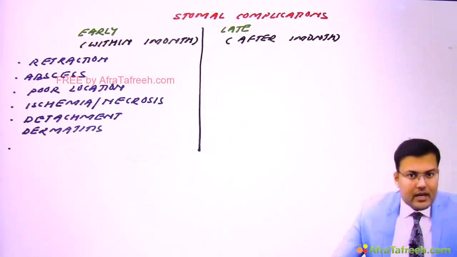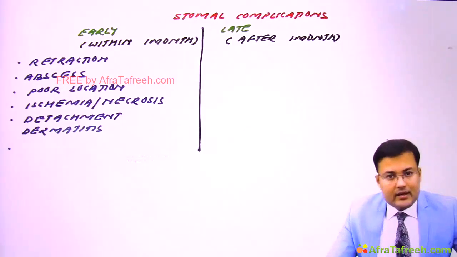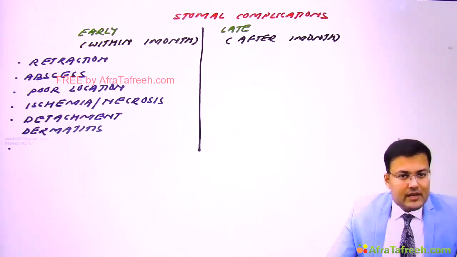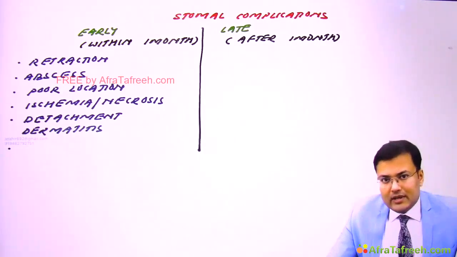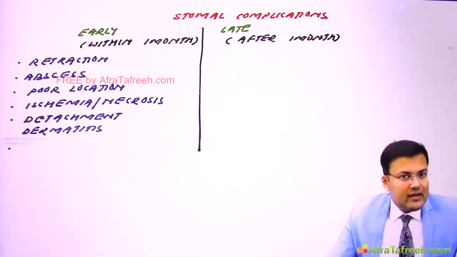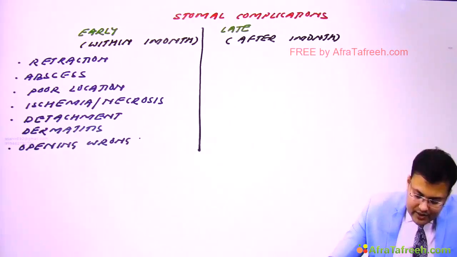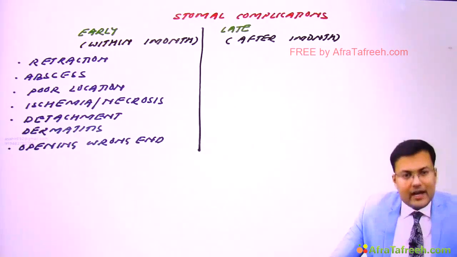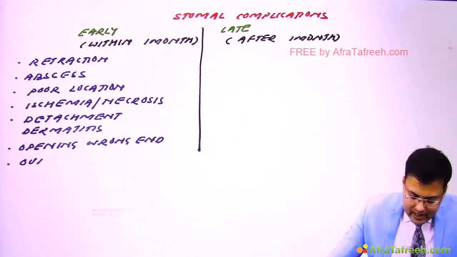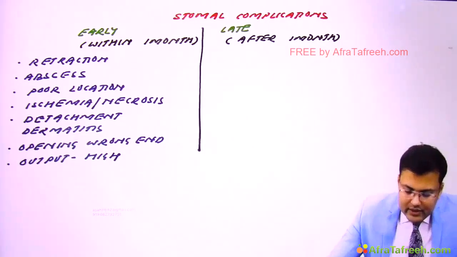Sometimes it's a very dangerous thing. Sometimes you have noticed that some resident is going to close the proximal end and open the distal end, and the distal end has been taken out. Clear? So this is negligence. Opening the wrong end, and especially in ileostomy, the output is high. These are the early complications.